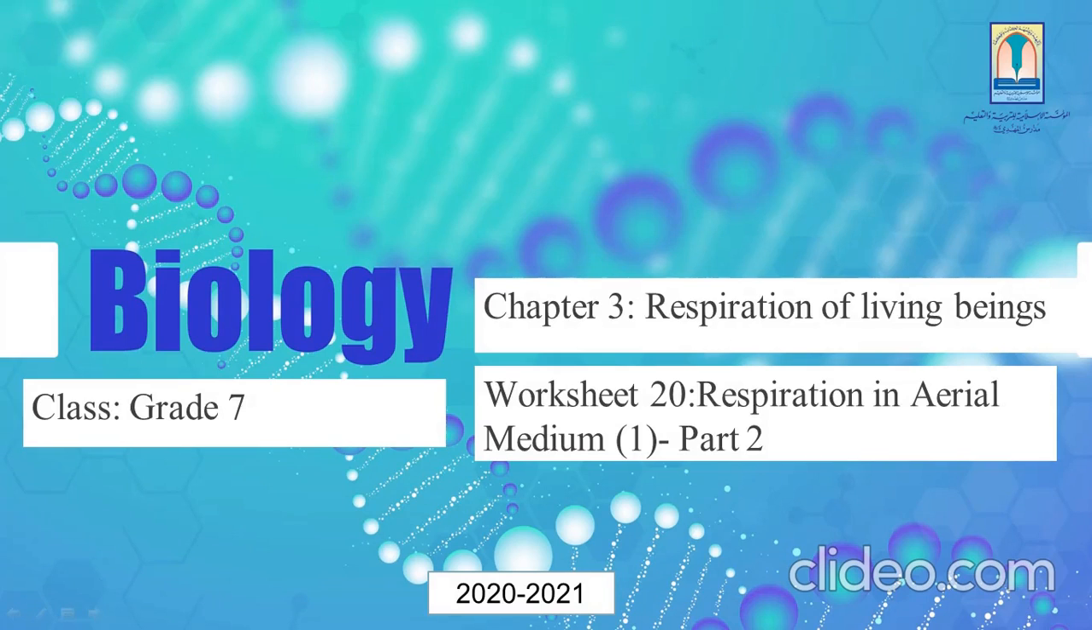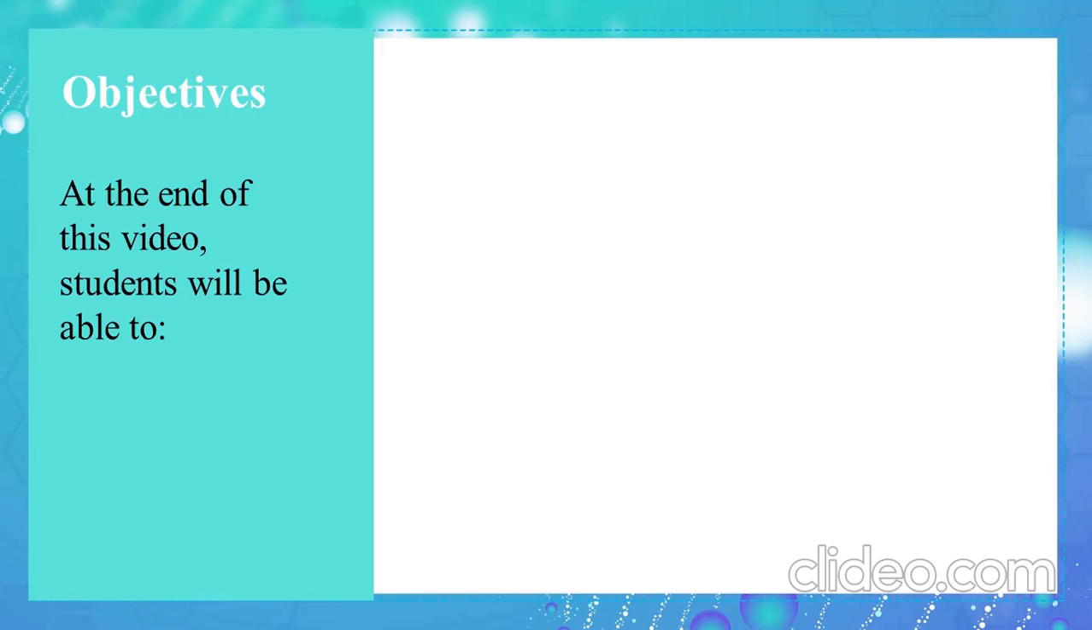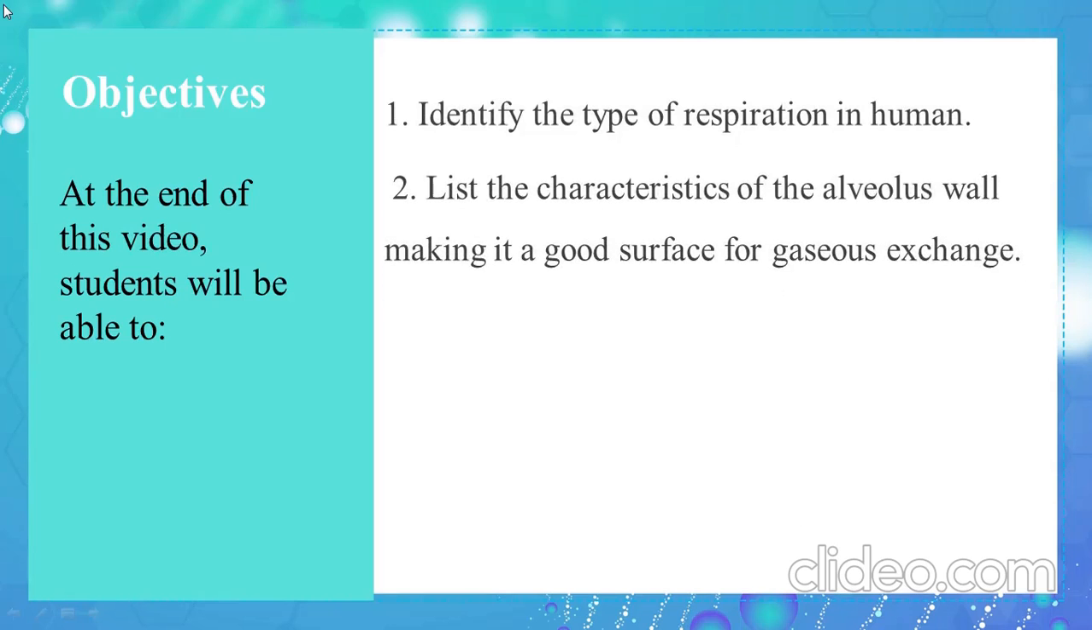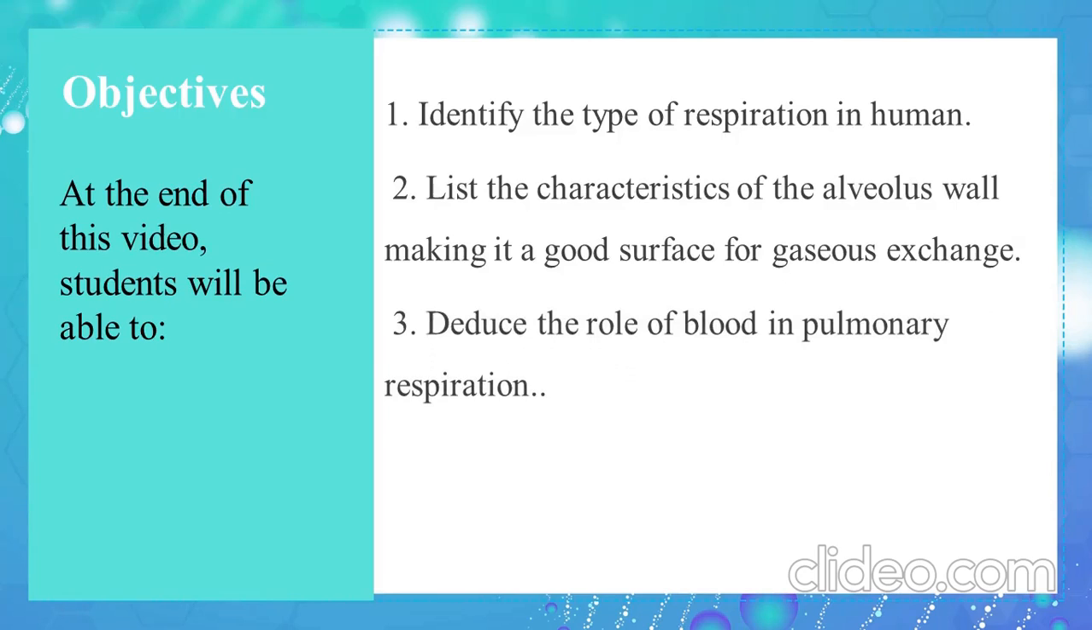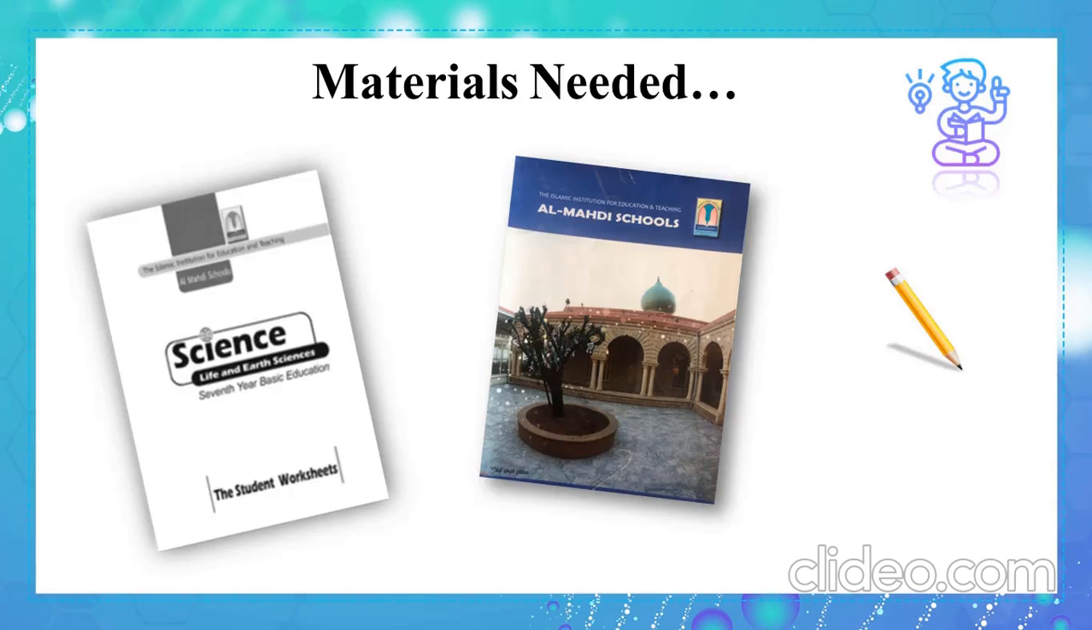Today we are going to start with chapter 3, Respiration of Living Beings, worksheet 20, Respiration in Aerial Medium part 2. At the end of this video, you will be able to identify the type of respiration in human, list the characteristics of alveolus wall making it a good surface for gases exchange, deduce the role of blood in pulmonary respiration. Prepare your worksheet, your copybook, and a pencil.